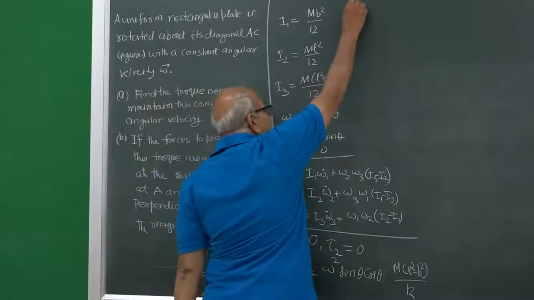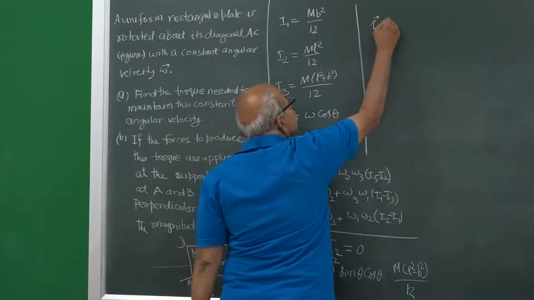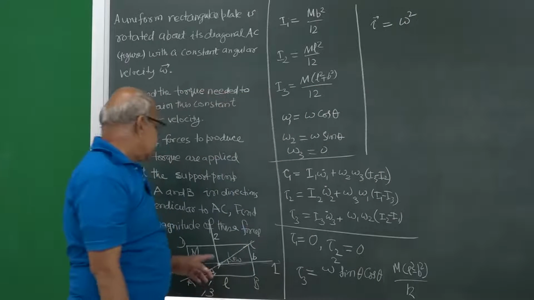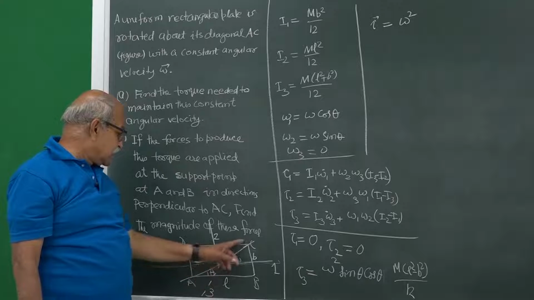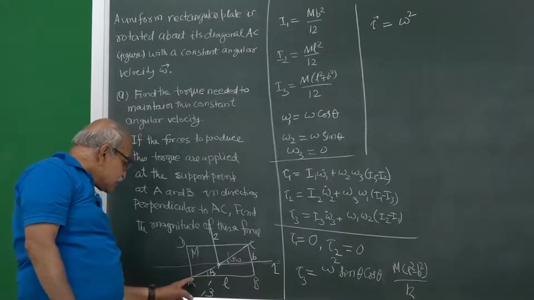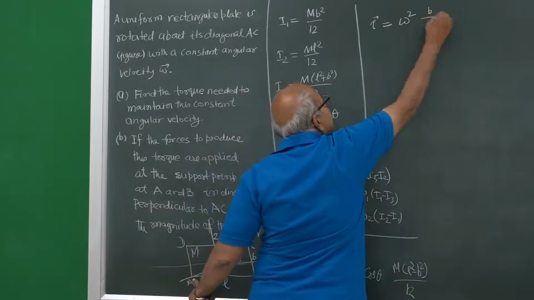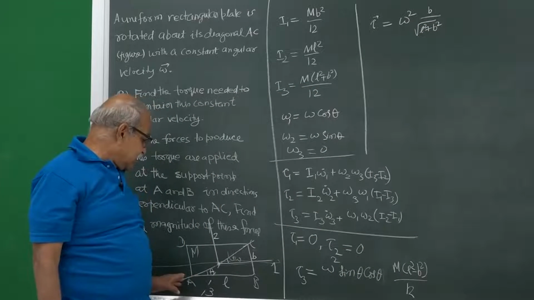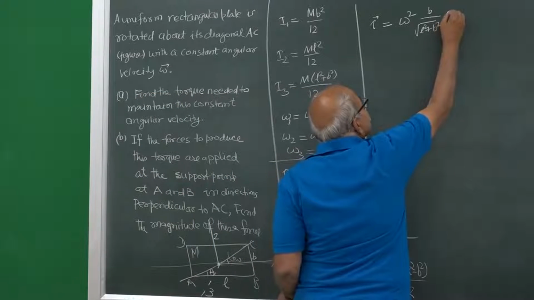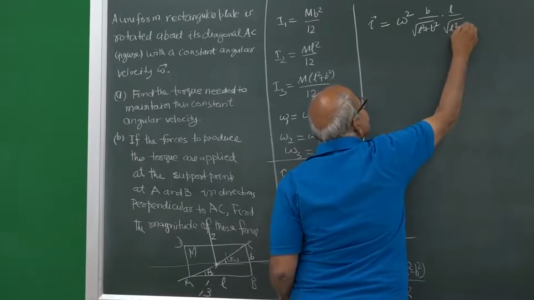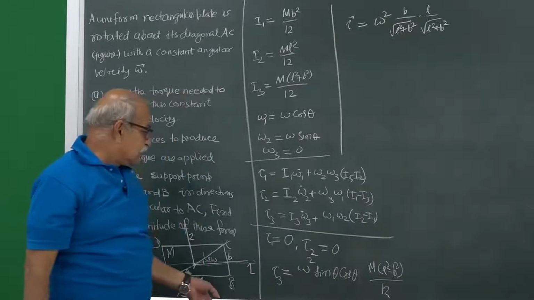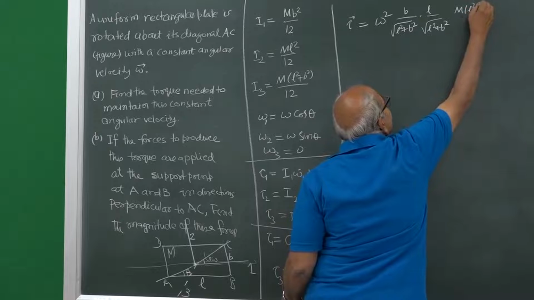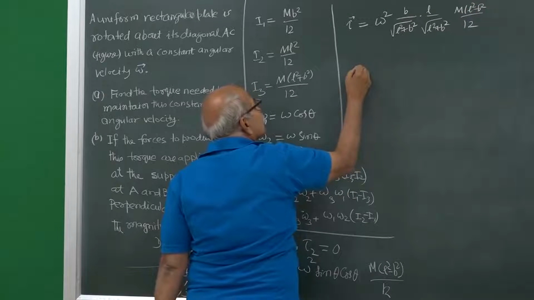So, our torque needed is equal to omega square. What is sin theta and what is cos theta? Sin theta is b divided by square root of L square plus B square, and cos theta is L divided by the same, square root of L square plus B square. So, that is sin theta cos theta, and then m into (L square minus B square) by 12. So, this is the torque.